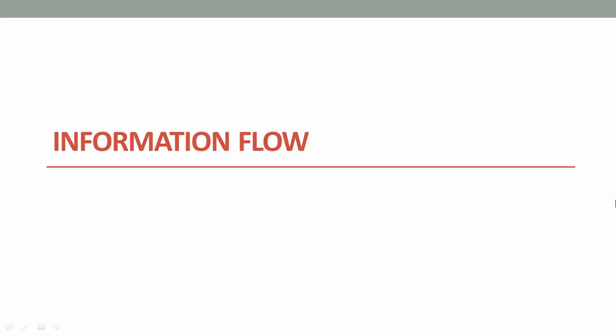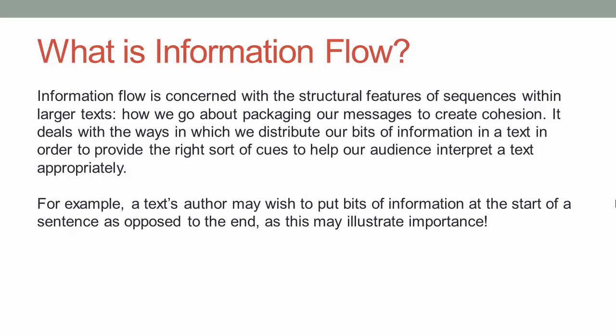So now we're going to look at information flow. So what exactly is information flow? Information flow is concerned with the structural features of sequences within larger texts, how we go about packaging our messages to create cohesion. It deals with the way in which we distribute our bits of information in a text in order to provide the right sort of cues to help our audience interpret a text appropriately.